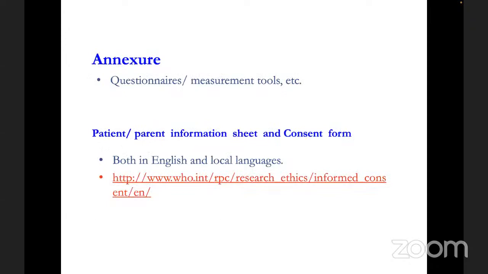Do add the various annexures to your dissertation. If you have used some questionnaires or measurement tools, and if you have obtained permission from the authors if they are copyrighted, include them, along with the patient information sheet and the consent form in the languages which the patient can understand.